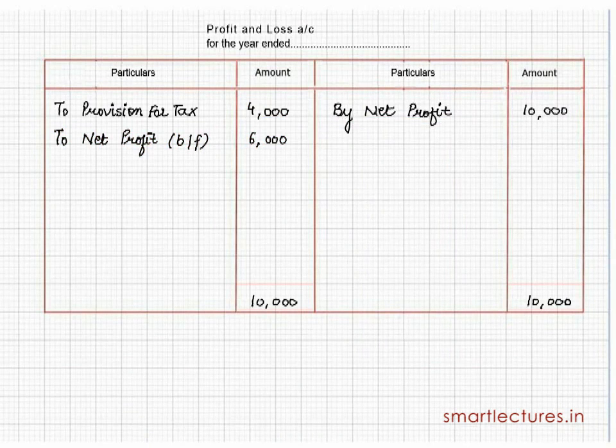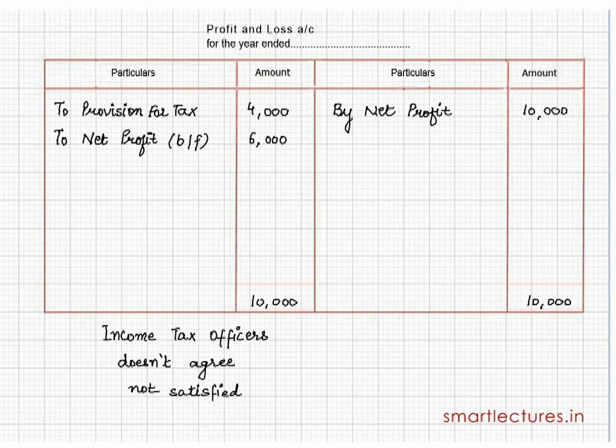What does it mean? Your estimated liability is rupees 4,000, because as per your books the profit is 10,000 and you have to pay rupees 4,000 in your opinion. When you meet the income tax officer with your books, maybe he doesn't agree with this income of rupees 10,000. Maybe he is not satisfied with some expenses or incomes. Maybe you have to pay tax of rupees 5,000, maybe only 3,000. But this is the estimated value that you have to pay, rupees 4,000 to the income tax department. That's why it is called provision for tax.